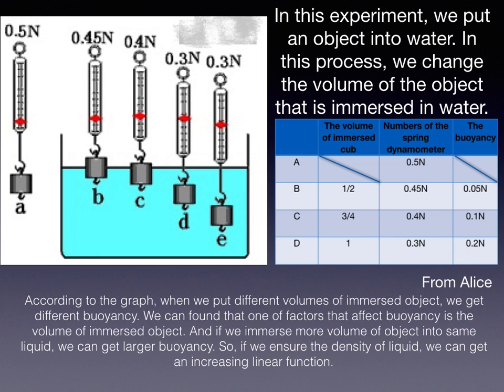So we can summarize that if we ensure the density of liquid, we can get an increasing linear function. For example, if we ensure that the density of liquid is 1 g per cubic centimeter, we can get the function f(x) equals 9.8x, and f(x) is an increasing linear function.